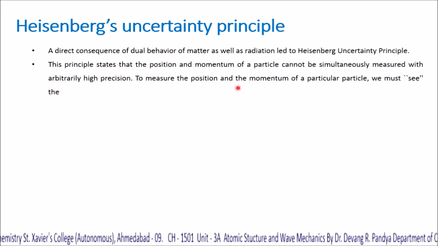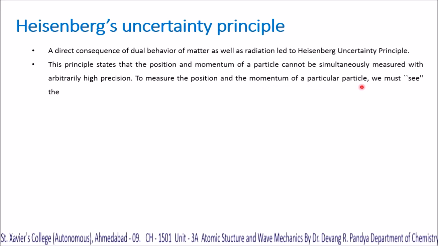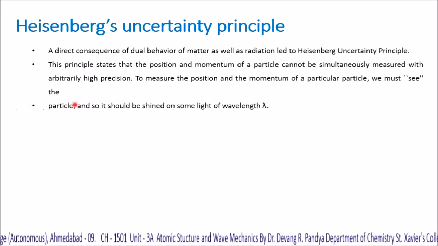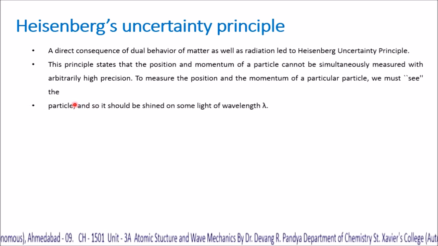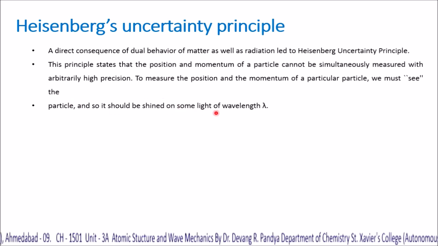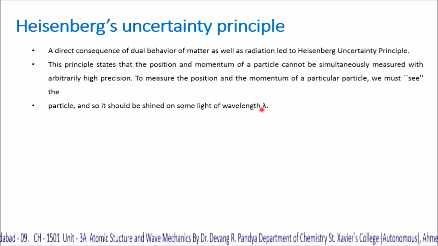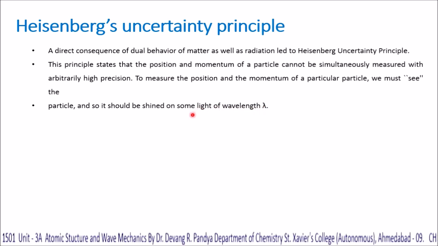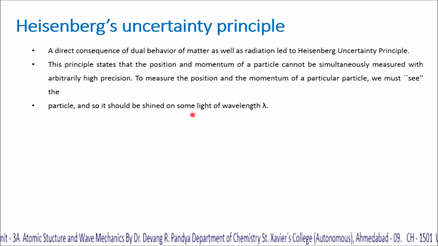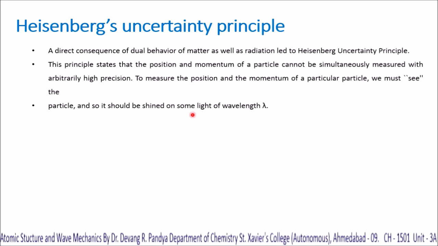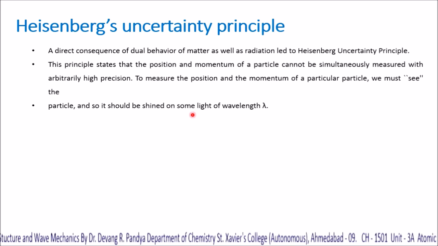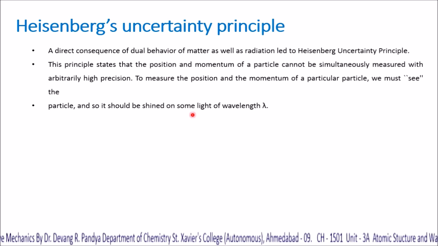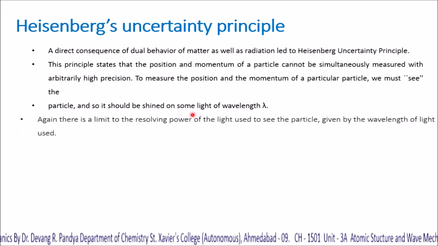To measure the position and the momentum of a particle, we must see the particle, and so we should shine some light of wavelength lambda on it. We can see each other because the radiation falls on us, reflects back to the person's eyes, and creates an image. So radiation is a medium to see an object, and similarly to see a particle we need to use radiation.